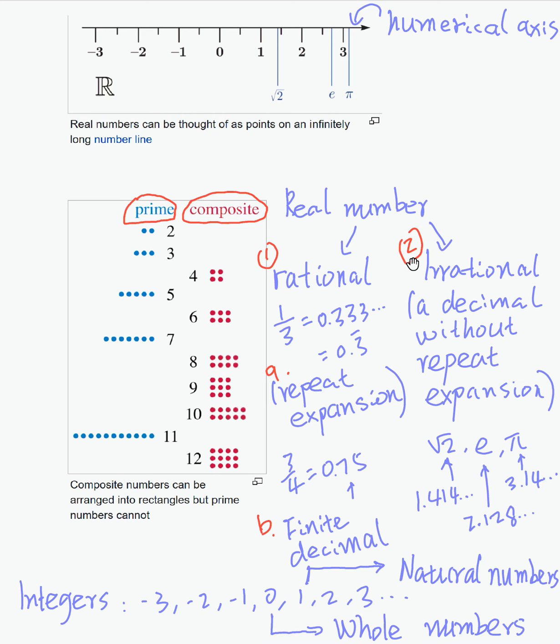Okay, so here is about real numbers. Next time we'll talk a little bit more about real numbers.